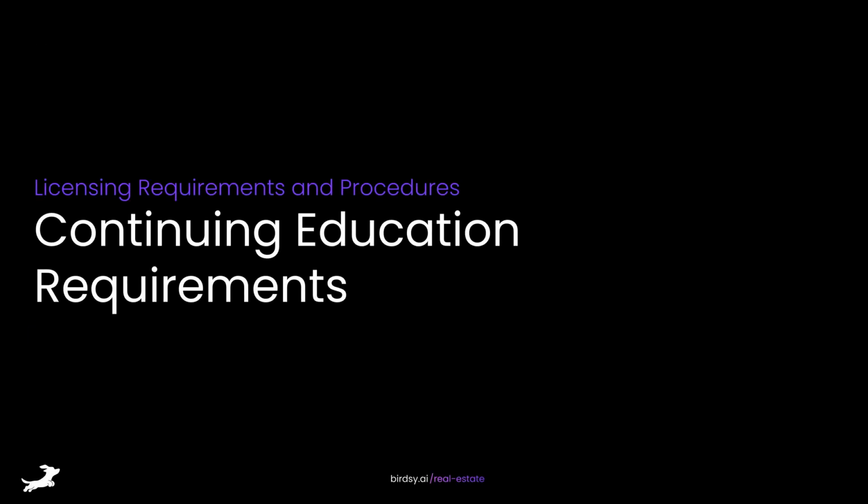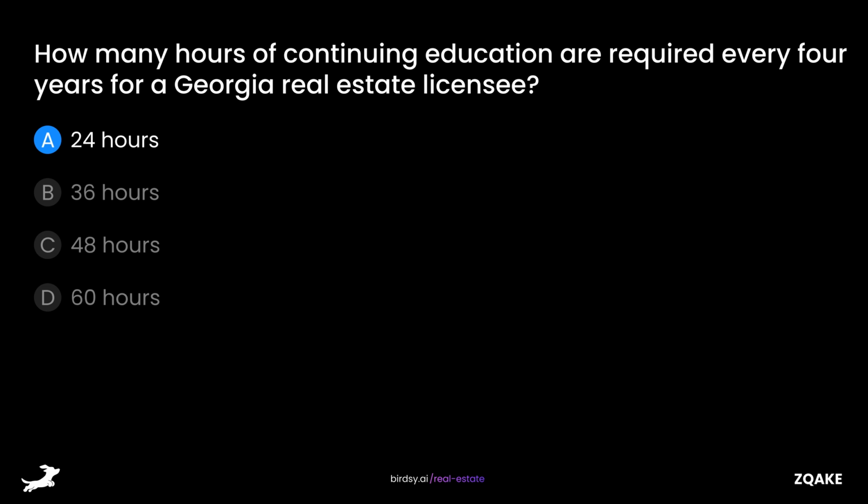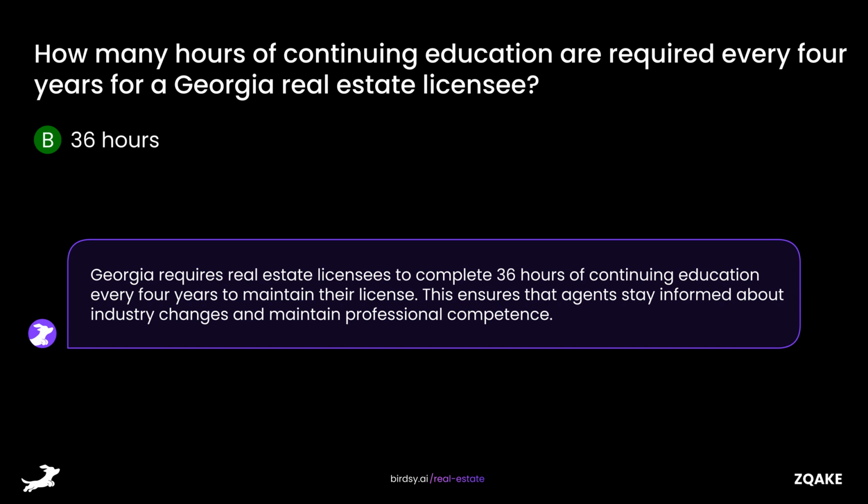Continuing education requirements. How many hours of continuing education are required every 4 years for a Georgia real estate licensee? Is it A, 24 hours, B, 36 hours, C, 48 hours, or D, 60 hours? The answer is B, 36 hours. Georgia requires real estate licensees to complete 36 hours of continuing education every 4 years to maintain their license. This ensures that agents stay informed about industry changes and maintain professional competence.